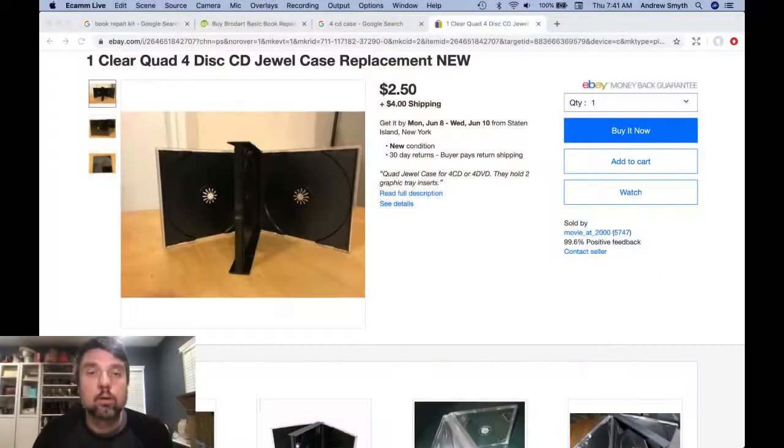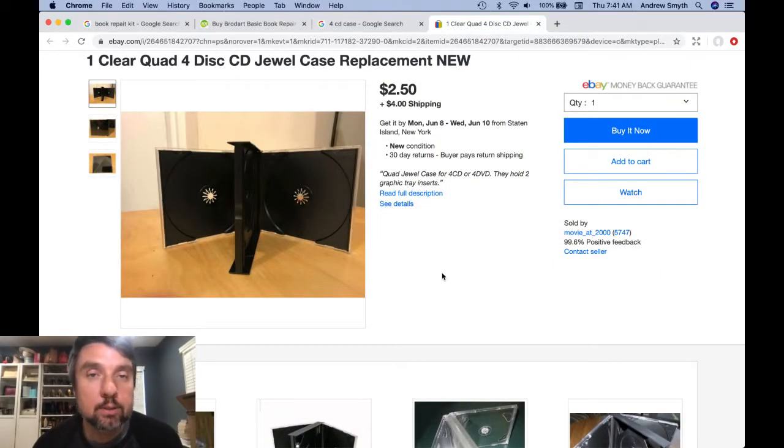Now what I've done is I just keep some to the side. I don't know what they're called, but those parts that go into the black ones, I don't know what the heck you call them. Double, no, CD. It's called a quad. Here we go. It's called a quad 4-disc jewel case.